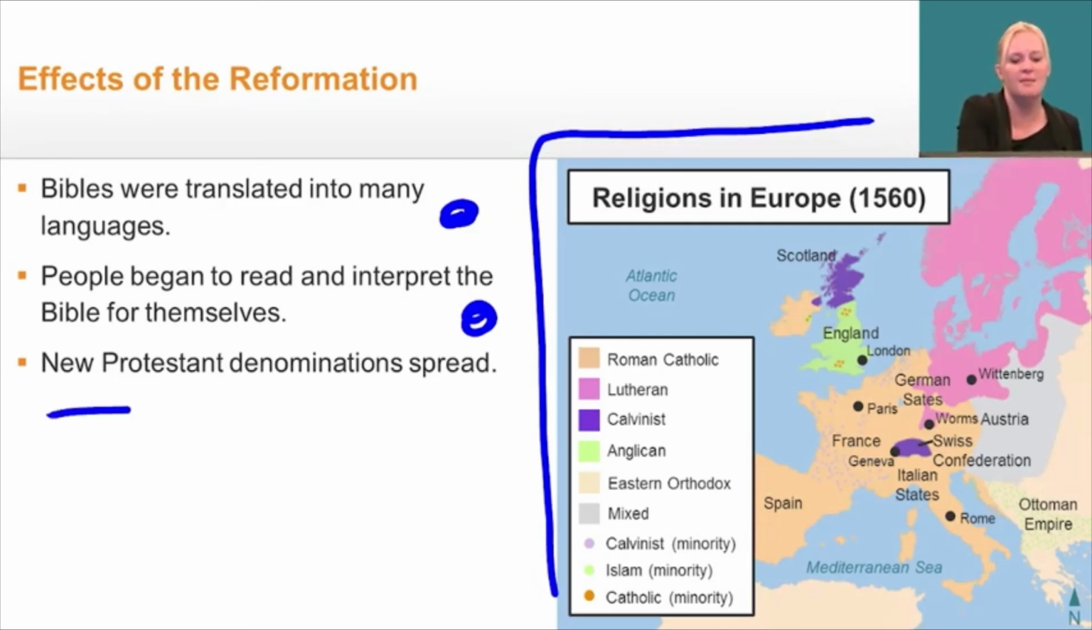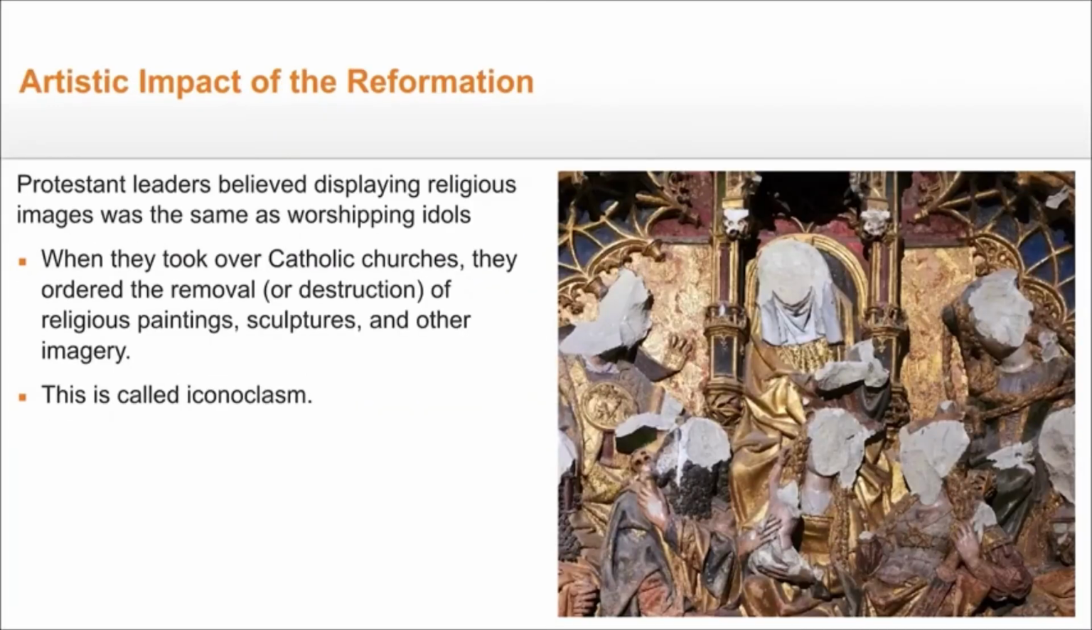New Protestant denominations spread. Many church leaders, like John Calvin, believed that having religious art in a church was the same as worshiping idols. When Protestant leaders took over Catholic churches, they ordered the removal or destruction of religious paintings, sculptures, and other imagery. This is called iconoclasm. Where these images could not be removed, they were destroyed. In this photo, you can see the faces of the sculptures on this altarpiece were damaged so that they were no longer visible. Even gold altarpieces, like cups and plates, were melted down.